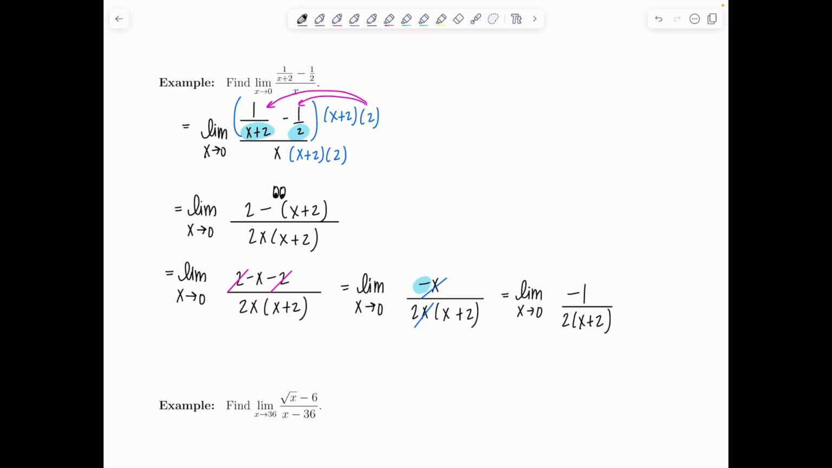Oh my goodness. Can we finally plug in 0 for x and get something? Yes, we can. All our hard work has not been in vain. Negative 1 over 2 times 0 plus 2. So negative 1/4. Woohoo! Box it with pride. Yes, we made it. We made it.